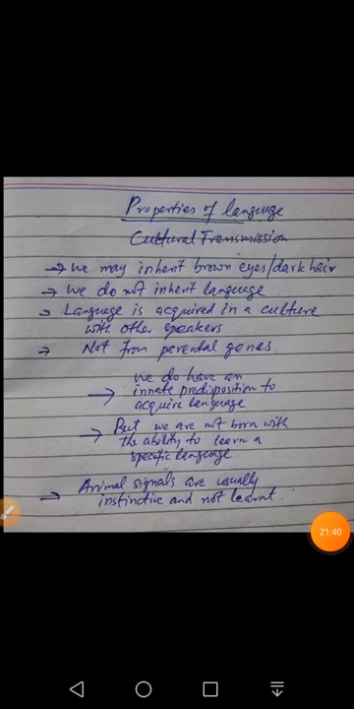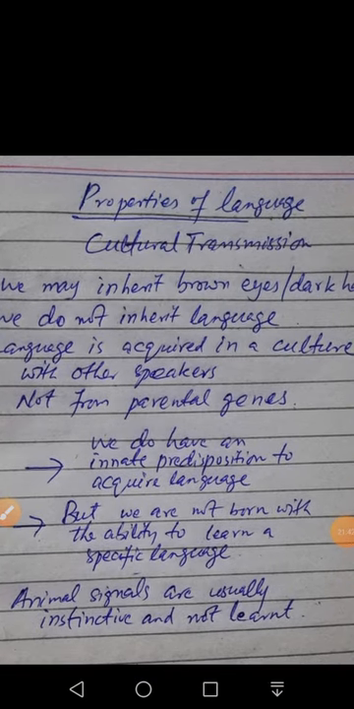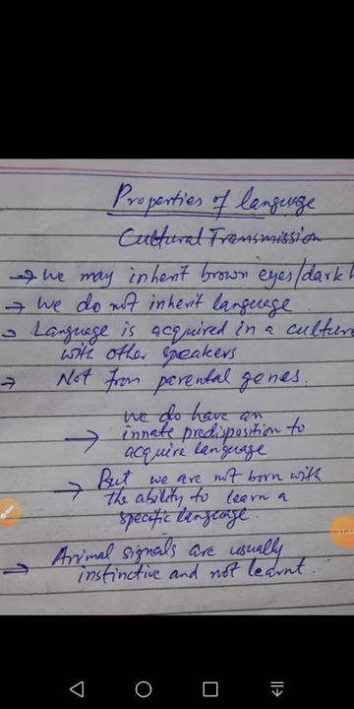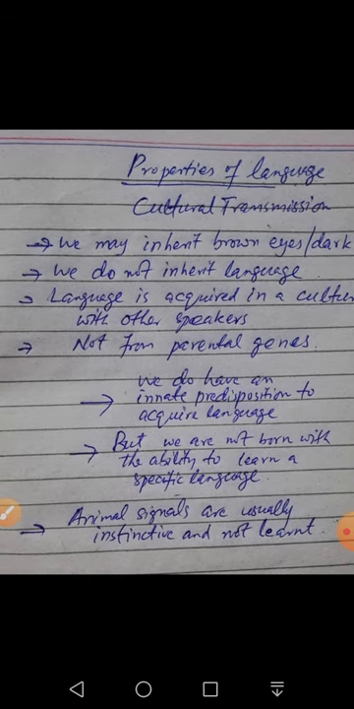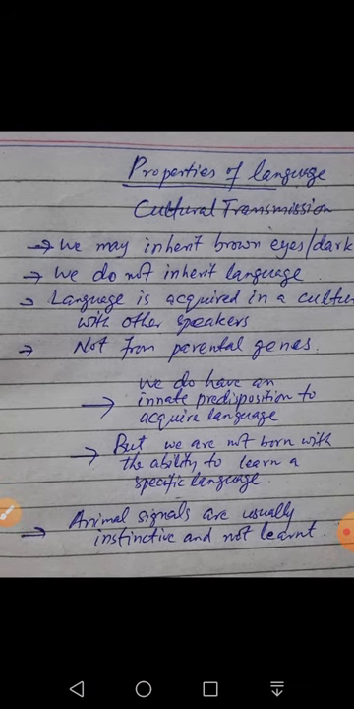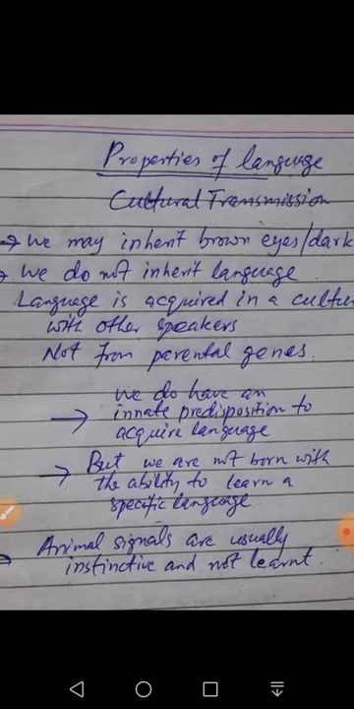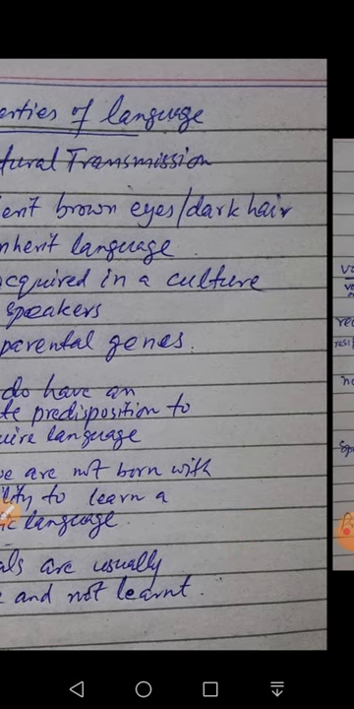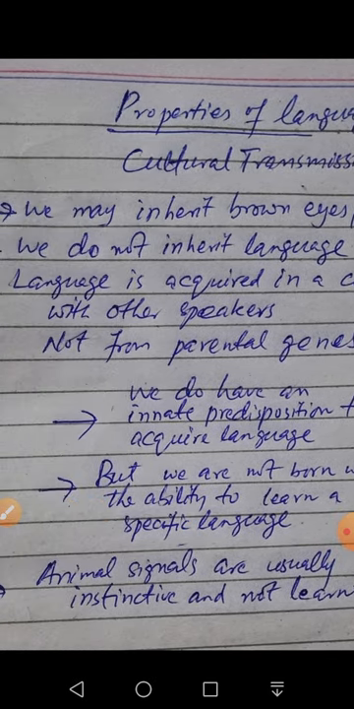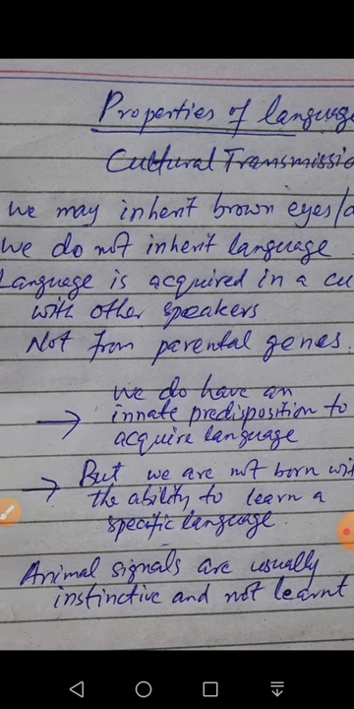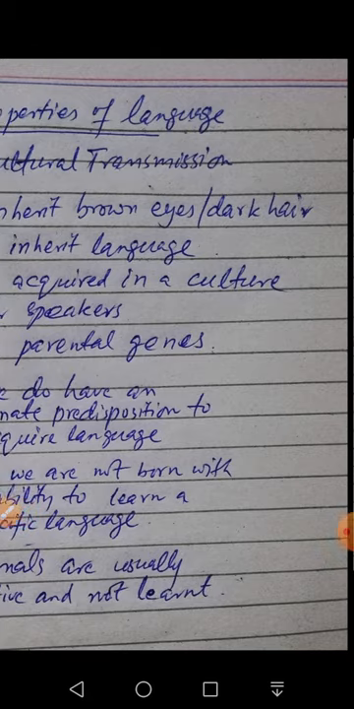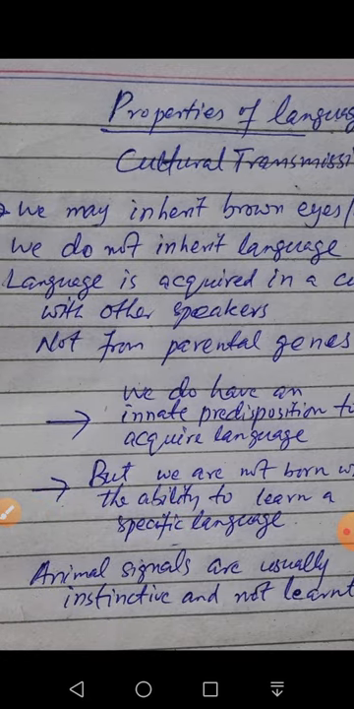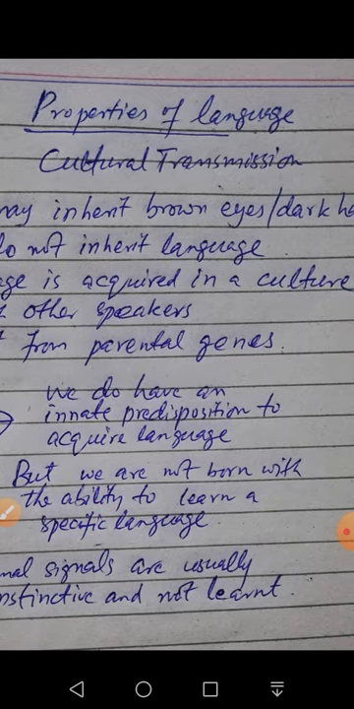Now next we have cultural transmission. Again, this is a unique property of human language, and it is the sixth property mentioned by George Yule. We can inherit brown eyes or dark hair from our parents, but we do not inherit language. Language is acquired in a culture with other speakers, not from parental genes.